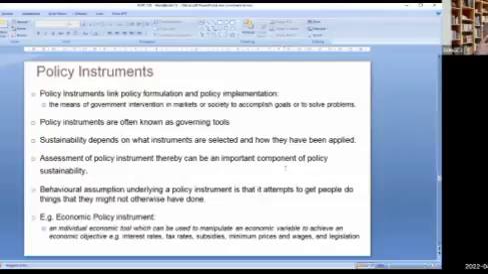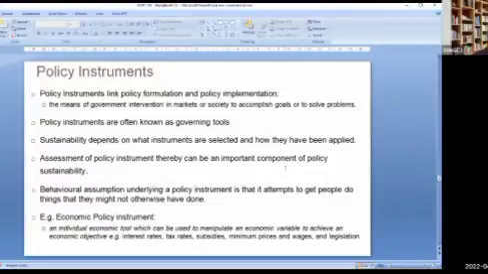Assessment of policy instruments thereby can be an important component of policy sustainability. So just similar to what I just said about the planning cycle, from time to time, these policy instruments need to be checked, assessed to see their effectiveness, and then, if need be, reviewed or changed in order to make sure that the policy is sustainable.